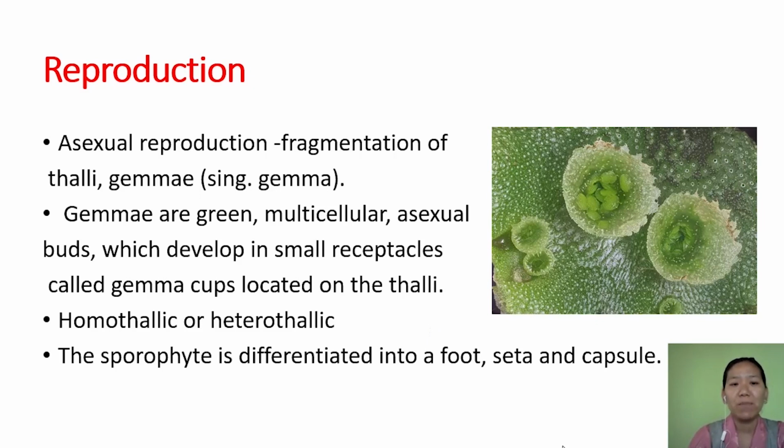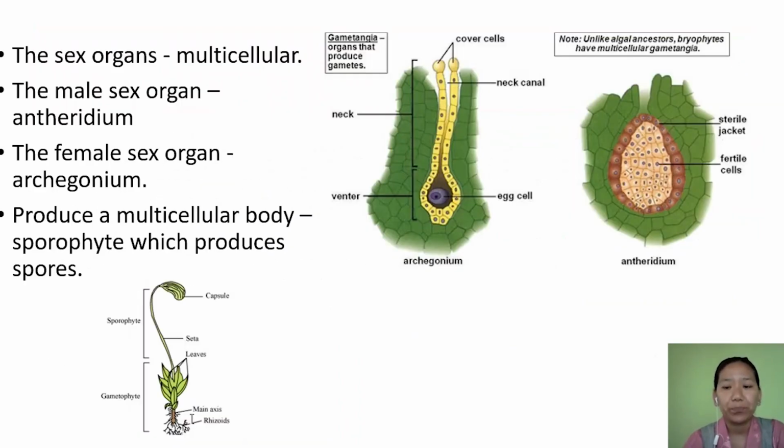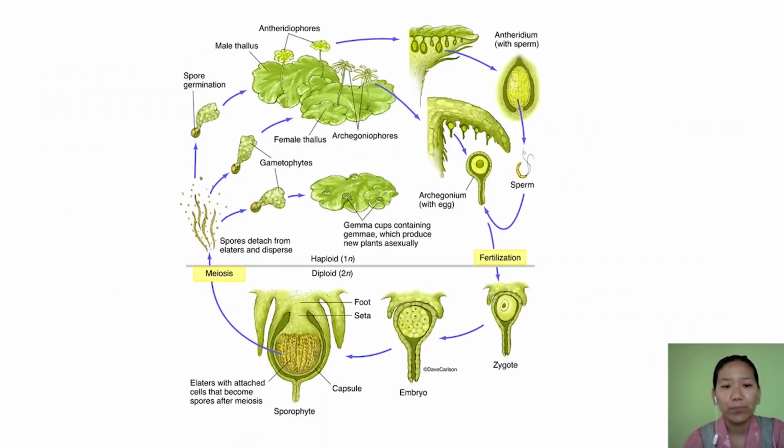Here you can see an example of Marchantia with a gemma cup. A cup is a receptacle in which gemmae are present. These gemmae are green multicellular asexual buds. When one gets detached from the parent body, it grows into an individual new thallus. The thallus can be homothallic or heterothallic, and the sporophyte body is differentiated into foot, seta, and capsule.